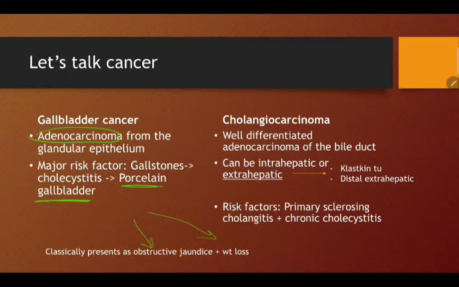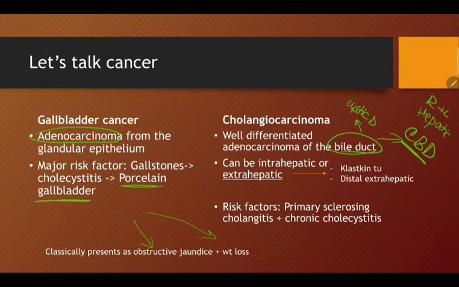Another one is cholangiocarcinoma. It's a well-differentiated adenocarcinoma, but this is of the bile duct. It can be the cystic duct or it can be the common bile duct. And if it's the common bile duct, or if it's around the other hepatic ducts, like the right and the left hepatic duct, it's going to be extrahepatic. Otherwise, it's intrahepatic. If it's extrahepatic, there are two major causes, Klatskin tumor and distal extrahepatic. The main one is Klatskin tumor, which is one of the most common ones.